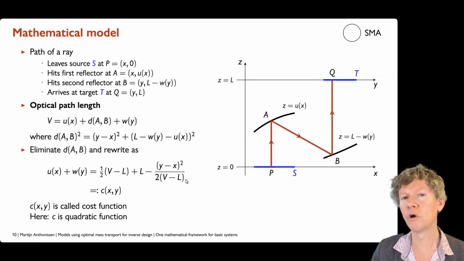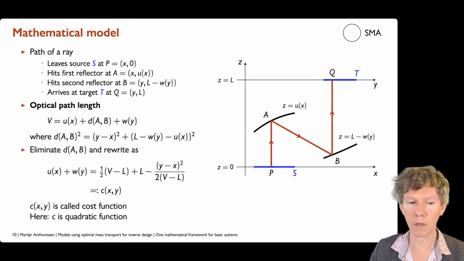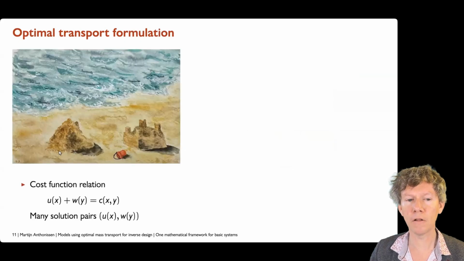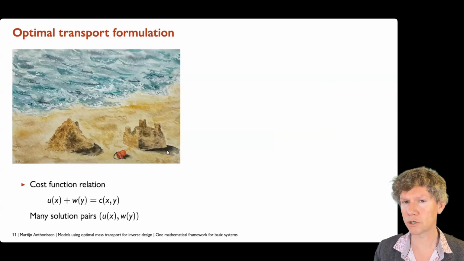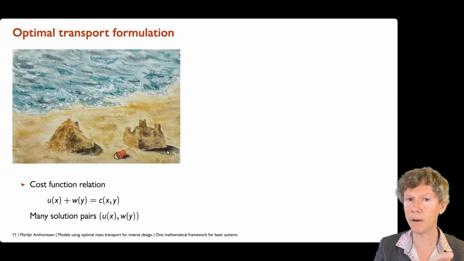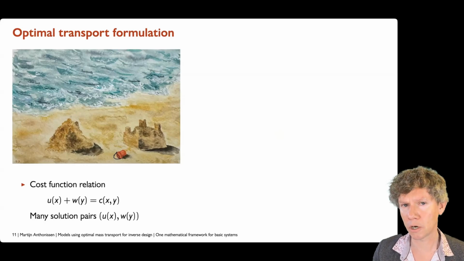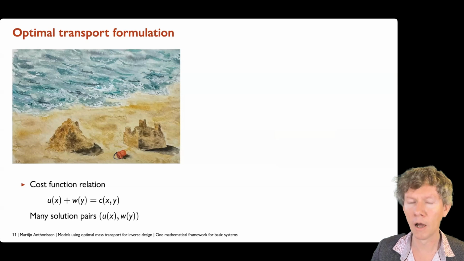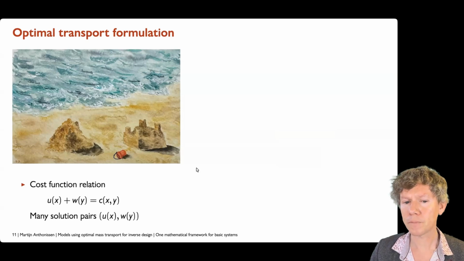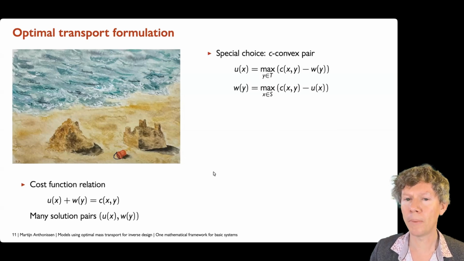This formulation is known in mathematics as an optimal transport formulation. And in principle, this is the same problem as when you have a pile of sand on the beach. You would like to build a sandcastle. You use all the sand, you transport it from the pile to the castle, and then the c is the actual transportation costs that you would like to minimize. There are many solutions here, and we often pick a special pair.